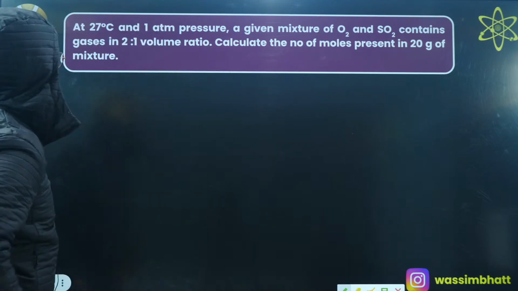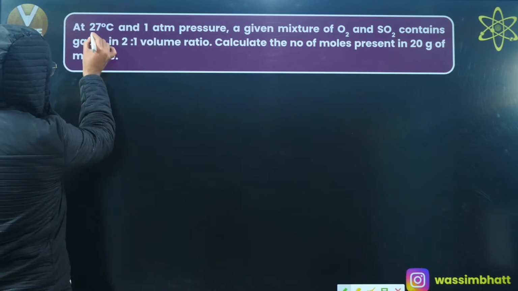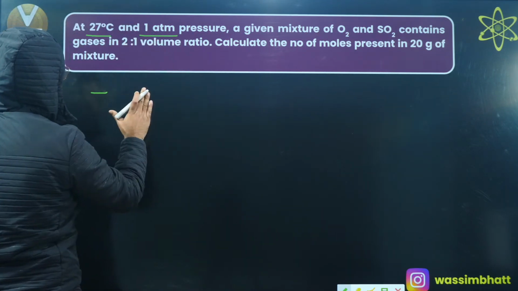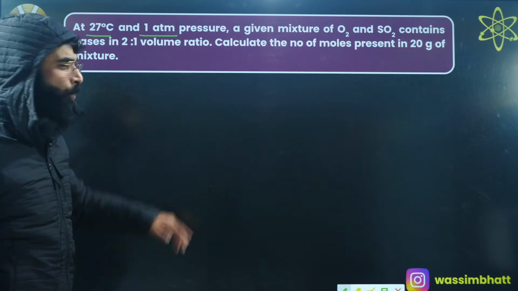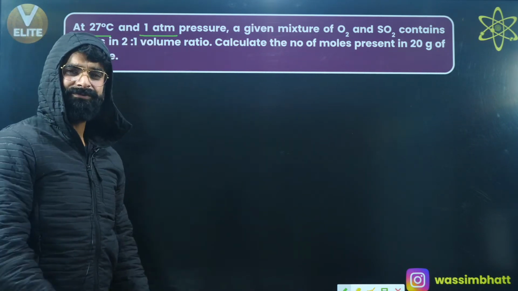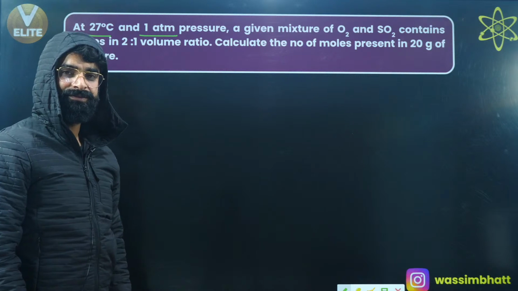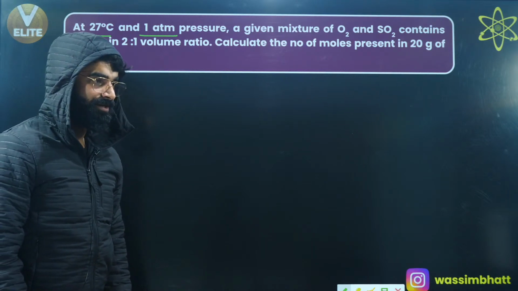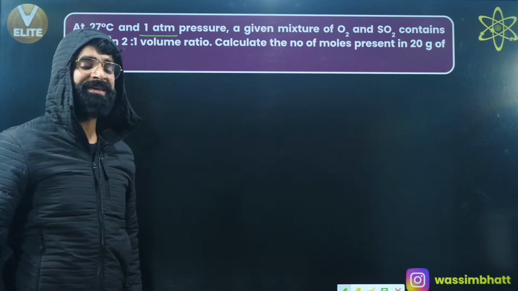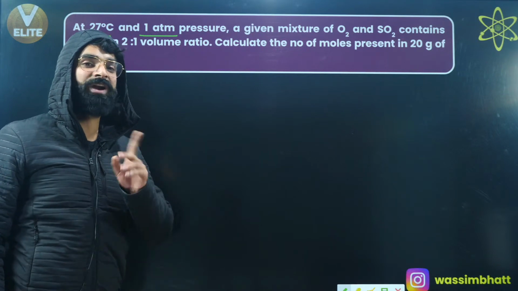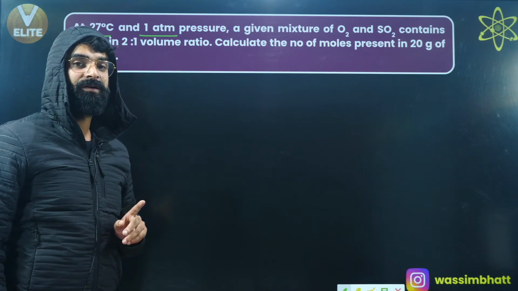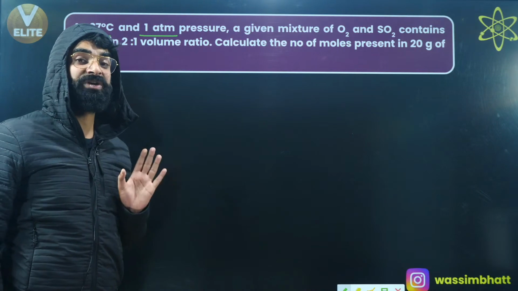Okay. The question says at 27 degrees centigrade and 1 atm. Do you know why these two parameters are given to you? There is only one formula by means of which we can calculate the average molar mass of the mixture when the pressure and temperature of the mixture are kept constant.